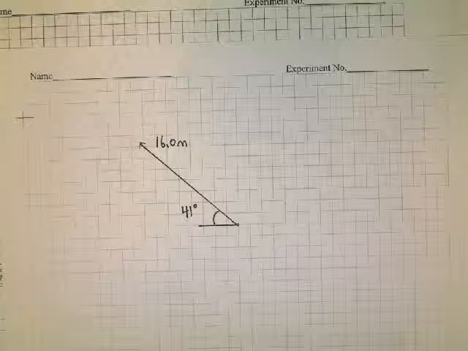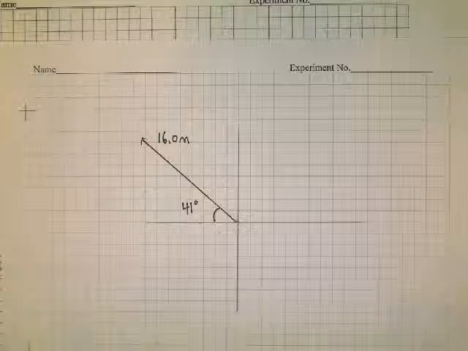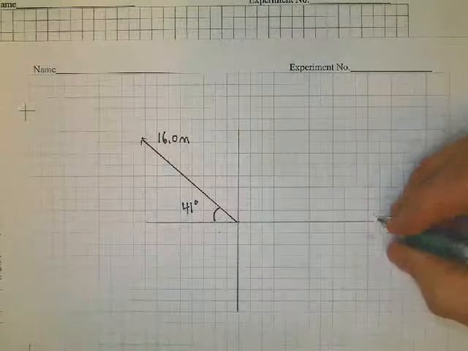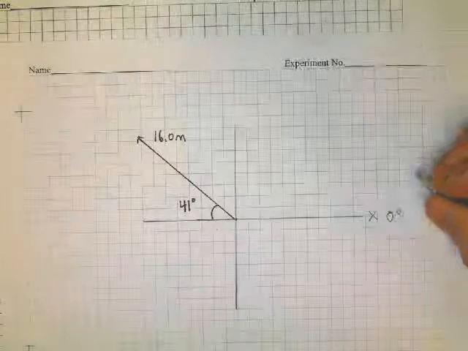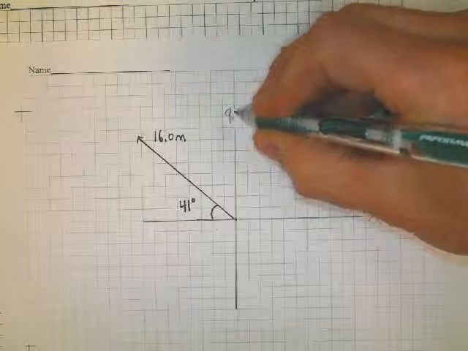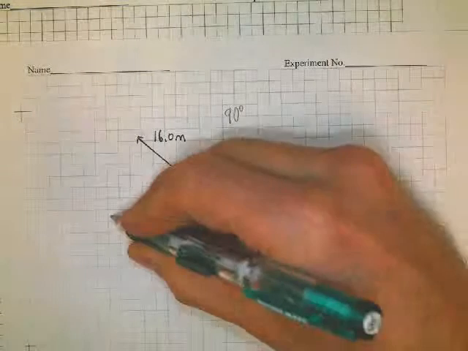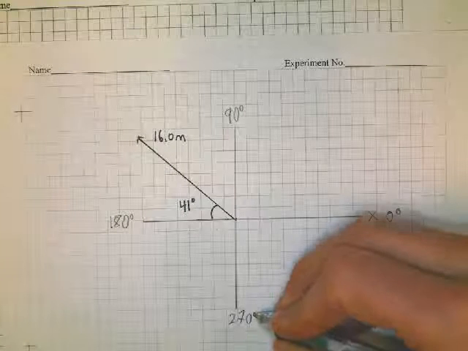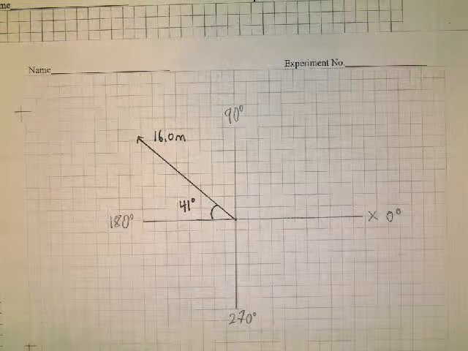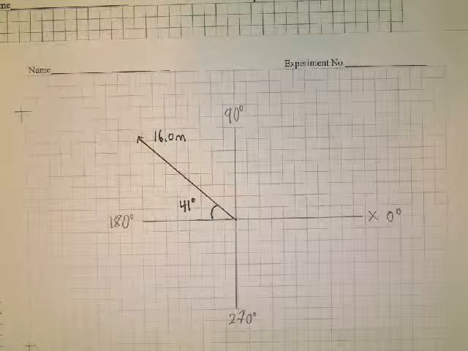And here we go. I've just drawn a little crosshairs on here, and this is our x-axis. That's 0 degrees. This is 90 degrees. This is 180 degrees, and this is 270 degrees. And the key here is that our calculator already knows how to find the components of something. All we have to do is use the correct trigonometric angle.